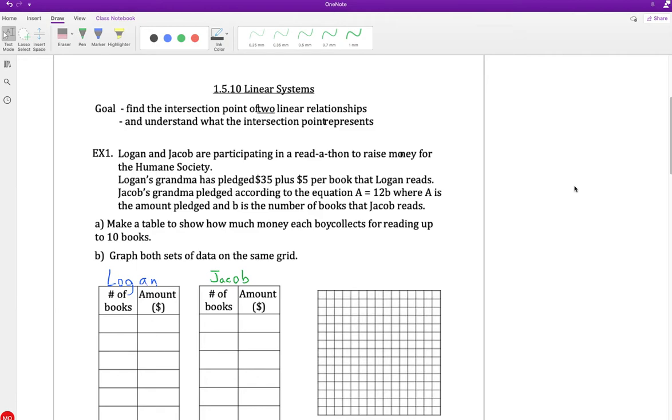Linear systems, plainly, is just finding... The goal of a linear system is we have essentially two things happening, and you want to find the intersection of the two things and understand what the intersection means. We've been working with different situations, different descriptions, different equations, but what we want is to have two equations, figure out where they cross, and interpret what it means.